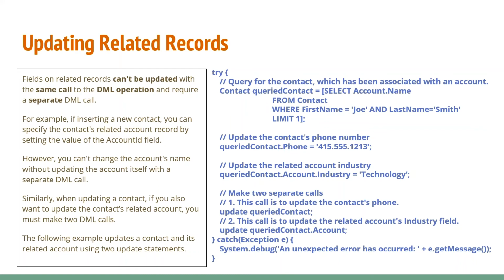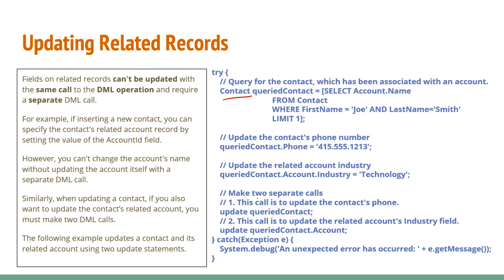Now we query for a contact which has been associated with an account. So for example, Contact queriedContact, select Account.Name from Contact where FirstName equal to Joy and LastName equal to Smith, limit 1. Update the contact's phone number. So this is the phone number which we have set. Update the related account industry, queriedContact.Account.Industry equal to Technology.